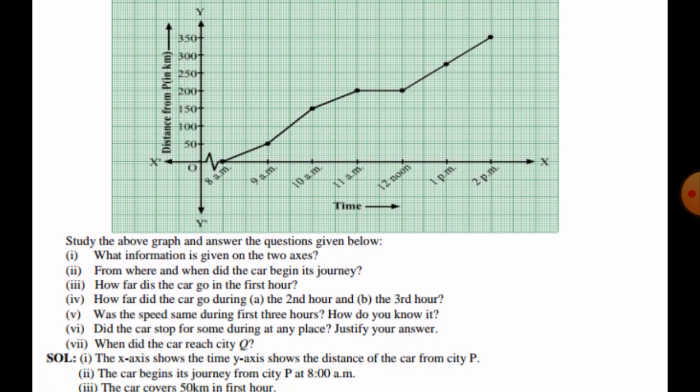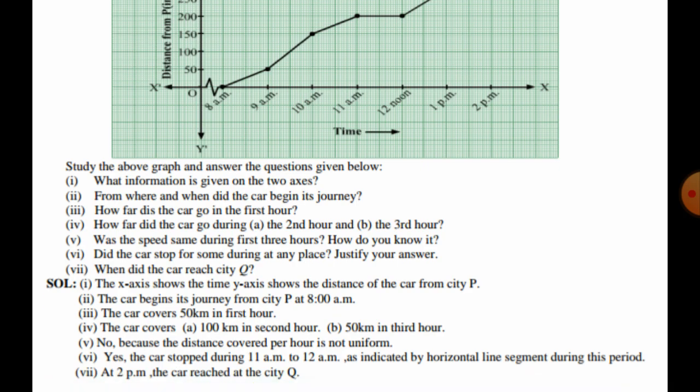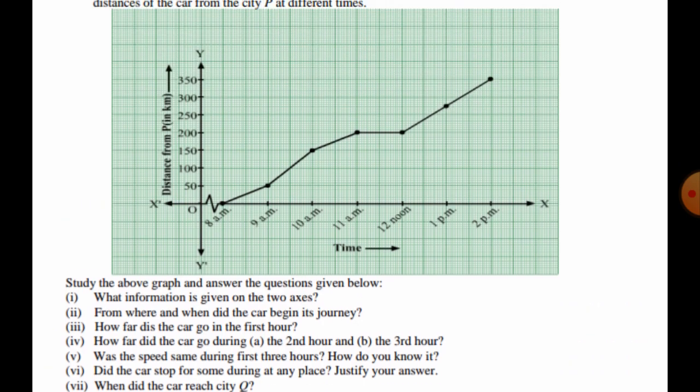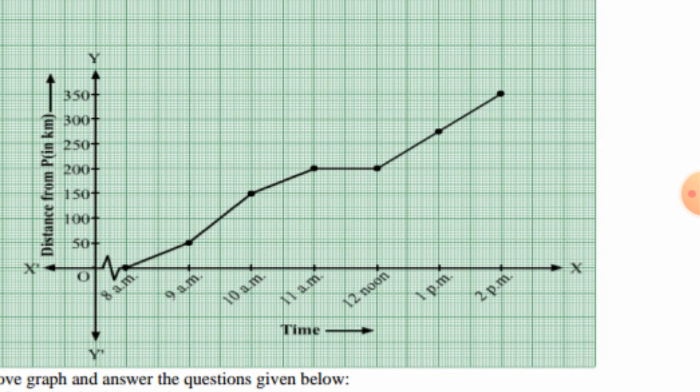Now in the fourth, how far did the car go during A, that is the second hour, and B, the third hour. So in the second hour how much distance does it travel? In the first hour it covered 50 kilometers, then in the second hour it will cover 50 plus 50, that is 100 kilometers. Now for the third hour, that means from 10 a.m. to 11 a.m., it is covering only 50 kilometers, from 150 to 200. We can say the distance between 150 and 200 is 50.